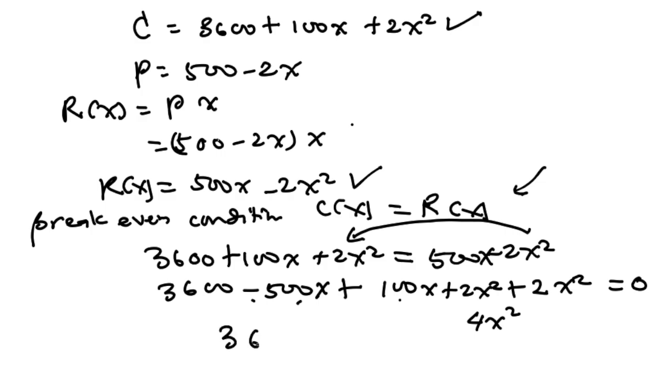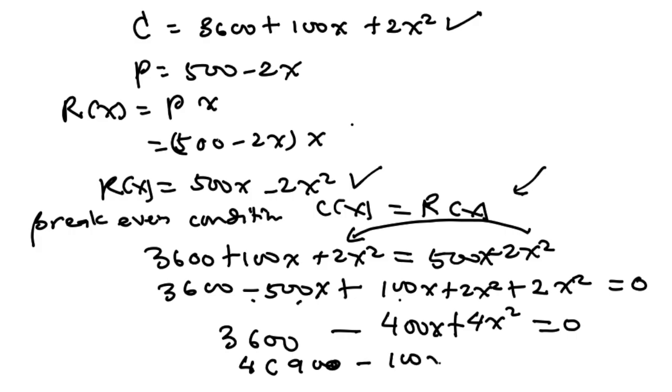So we have 3600 minus 400x plus 4x squared equals 0. Now you can simplify it further by factorizing with a common factor. So you're going to get 4 inside here, then you have 900 minus 100x plus x squared equivalent to 0. Okay, you get me? So I move to the next page.